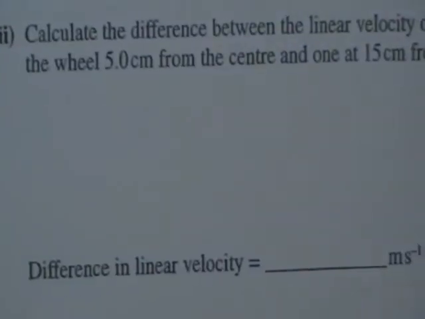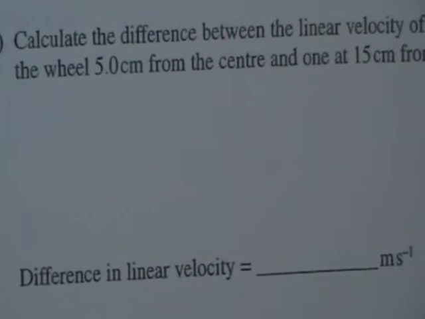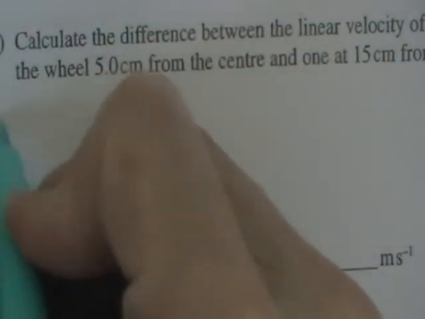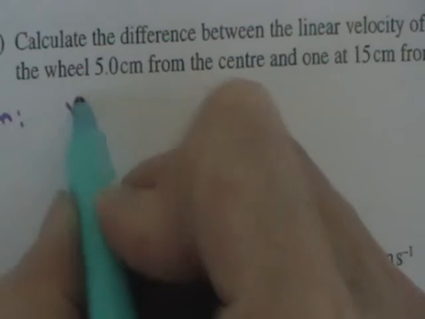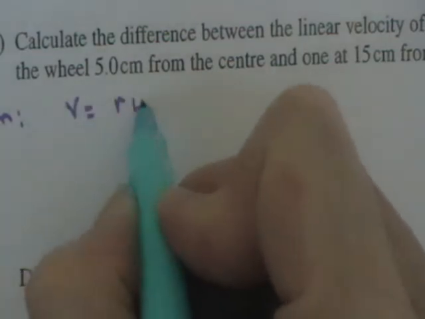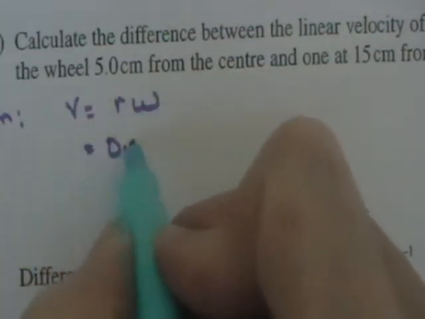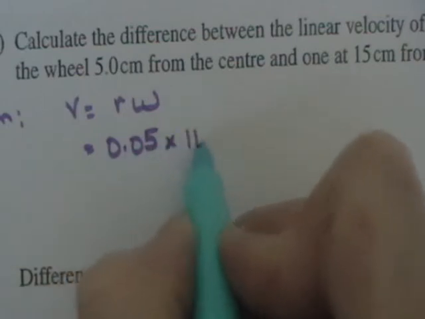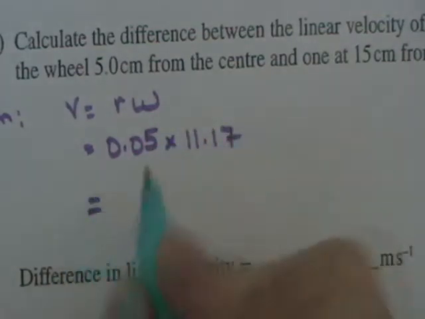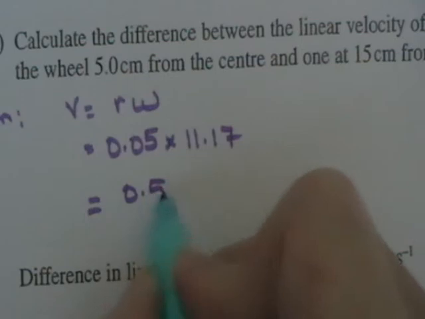Part 2, calculate the difference between the linear velocity of a point on the wheel 5 centimetres from the centre and one at 15 centimetres from the centre. So at 5 centimetres from the centre, V is equal to r omega, and that is 0.05 metres times 11.17, and that gives you 0.56.